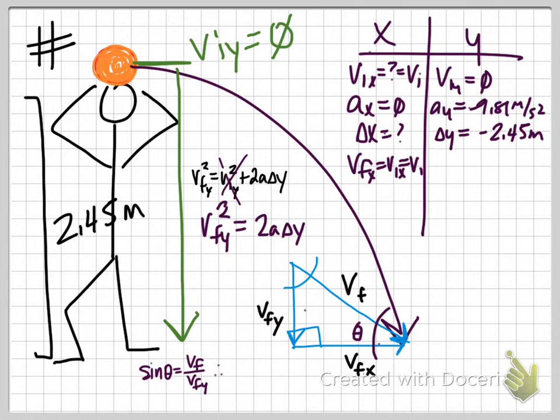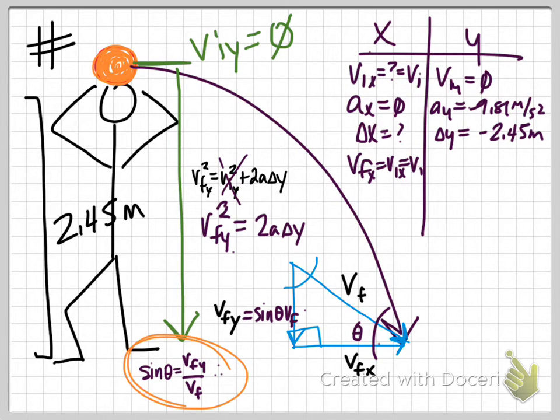Therefore, Vfy would equal sine theta Vf, and we're given Vf. We still don't have theta, but that may not be a deal breaker just yet. As has been so ably pointed out by my dear friend, I had that upside down, sorry. Not the biggest mistake I've made all day. So we've got the expression Vfy equals sine theta Vf.